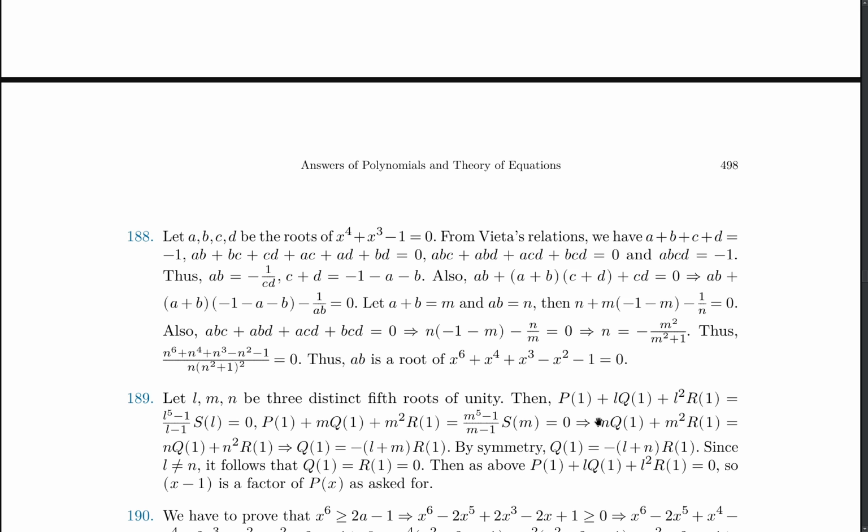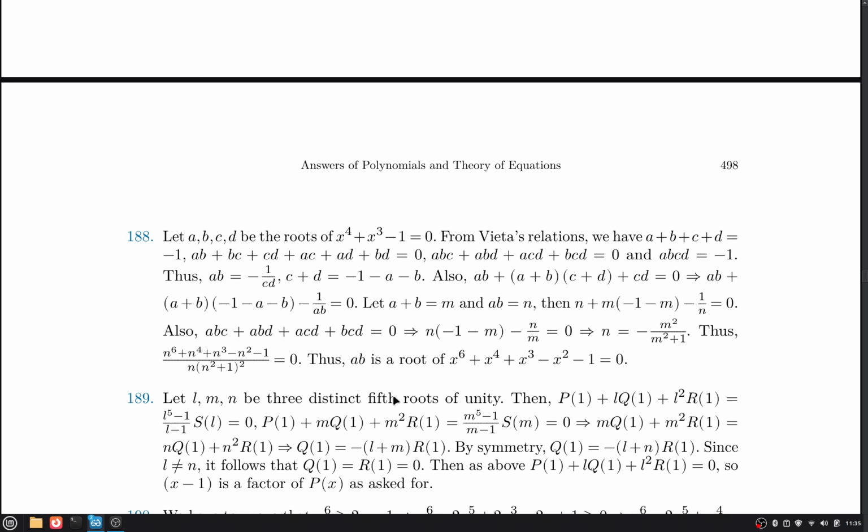So from these two equations, we have M Q(1) + M^2 R(1) is equal to N Q(1) + N^2 R(1), which implies that Q(1) is equal to minus (L + M) R(1). These are simple calculations once you have established the relationships. And by symmetry, we can say that Q(1) is equal to minus (L + N) R(1). Now, since L is not equal to N, it follows that Q(1) is equal to R(1) is equal to 0. And then we have P(1) + L Q(1) + L^2 R(1) is equal to 0. And that's why x minus 1 is a factor of P(x) as asked for.